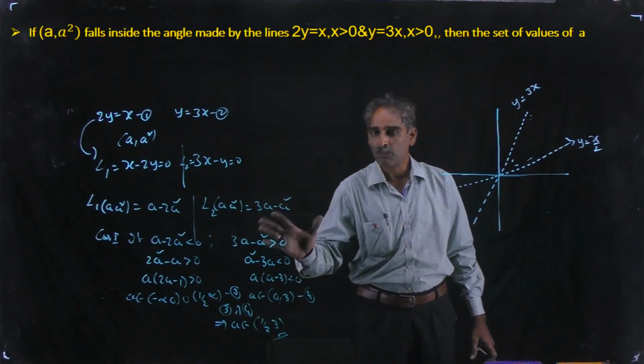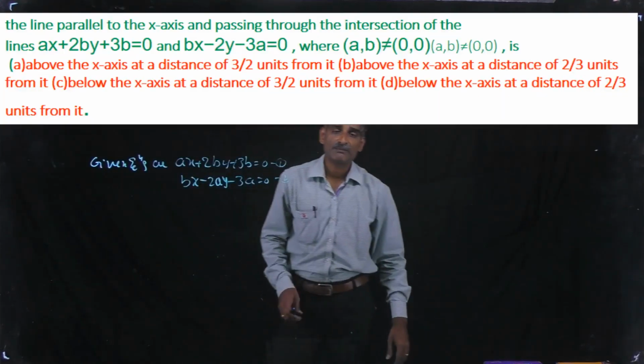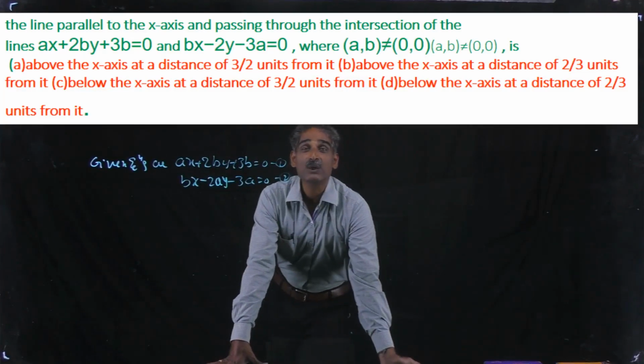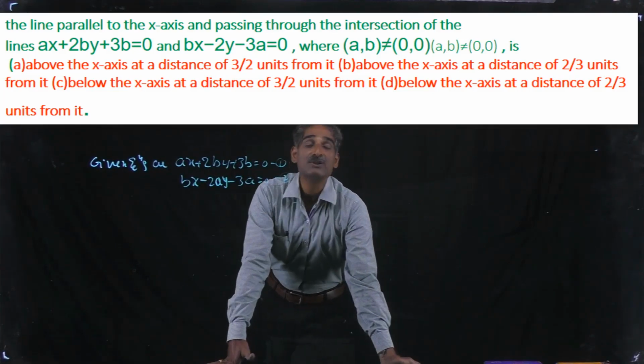This is a very, very important model. Understand? See this problem. If the line is parallel to the x-axis and passing through the intersection point of these two lines, then what is the position of the line?